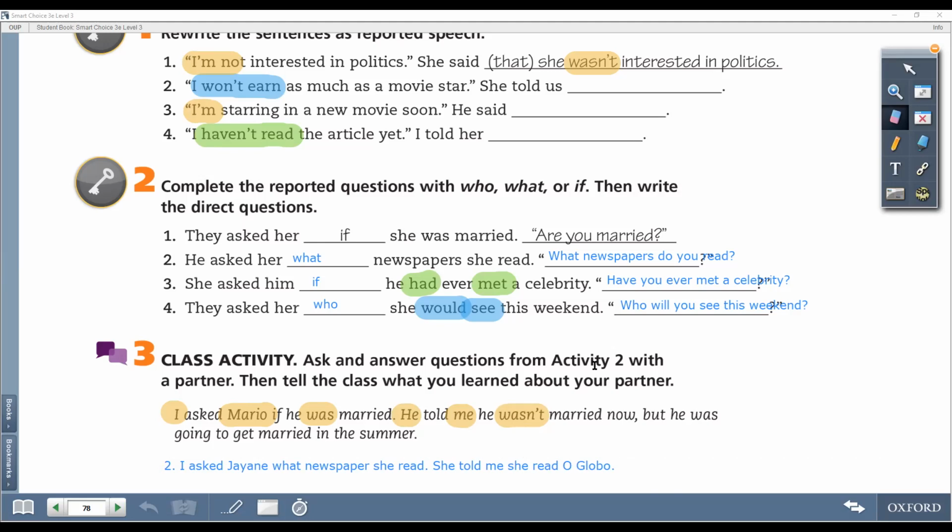Let's go to number 3. Have you ever met a celebrity? That's the question. So has anybody here ever met a celebrity? So imagine you ask me this question, okay? You say, Simone, have you ever met a celebrity? Oh, yes, I have. So I'm going to put here number 3.